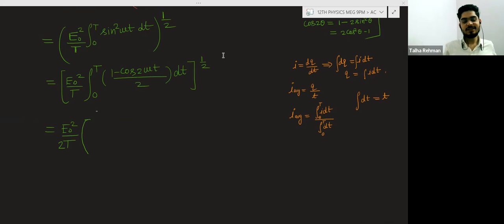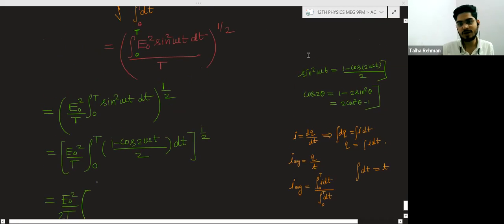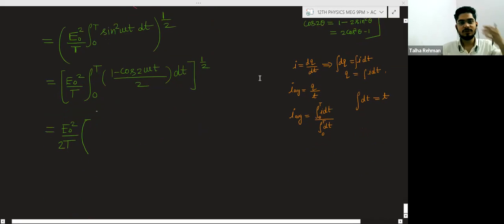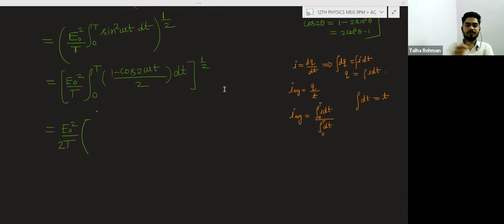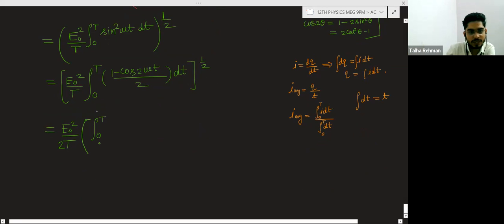Because this is integration, I think there may be a problem, but I have told you the integration, and I have also told you how to put the values. There are different ways to calculate this. I have just taken this common out of the integration. So now here we have dt multiplied by 1, so this will be written as 0 to T.